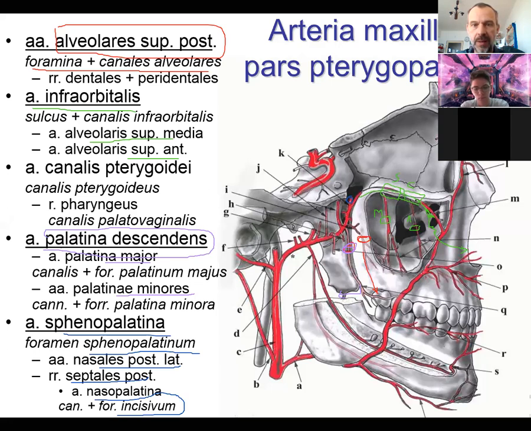And then the really last one is the artery of pterygoid canal. Artery of pterygoid canal is here and goes back dorsal into the nasopharynx. And it gives a pharyngeal branch into palato-vaginal canal. So these 2 branches, the pterygoid canal artery and pharyngeal branch of it, supply the nasopharynx. So you can see that here we have the branches of the maxillary artery, but all of these should be well known to you.